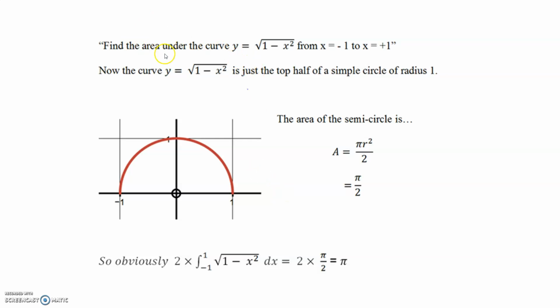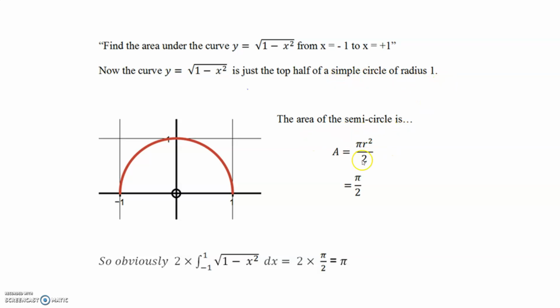Next, find the area under y is equal to under root 1 minus x square from x is equal to minus 1 to x is equal to plus 1. It is the area enclosed from minus 1 to 1, which diagrammatically is exactly a semicircle. Why? Because y is equal to under root 1 minus x square is just the top half of the circle of radius 1.